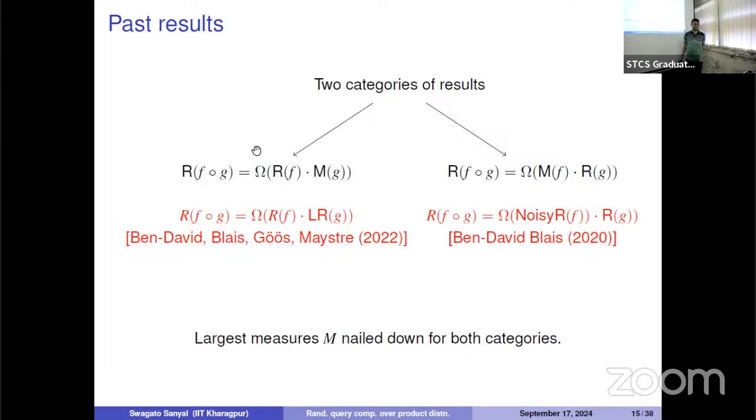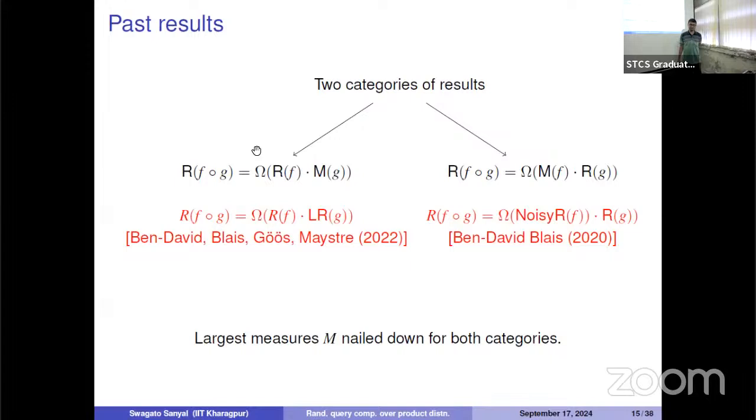So all you have to show is that LR is almost the same as R. Yes. So I didn't get it. What is LR? LR is a measure that these authors introduced, and I won't define it. They showed that R of F compose G is at least R of F times LR of G, and they further showed that if for some other measure one shows that R of F compose G is at least R of F times M of G, then LR is at least M asymptotically. So LR is the largest measure M for which R of F compose G is at least R of F times M of G is true.